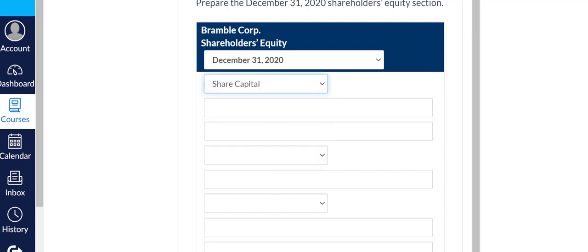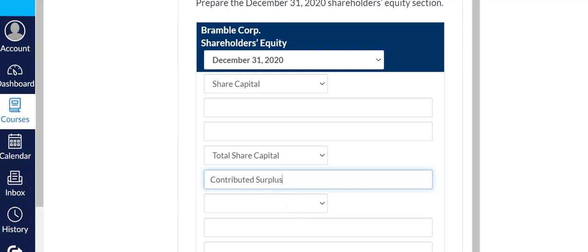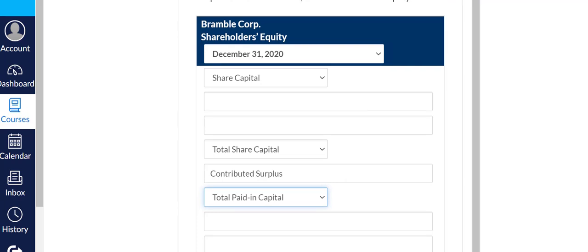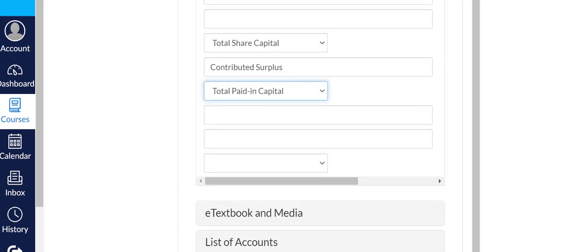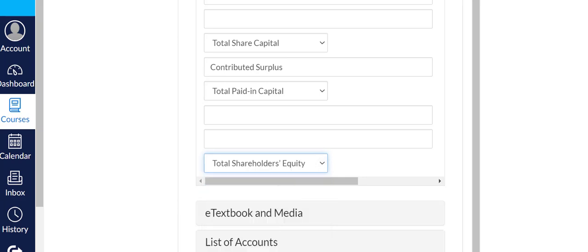So the title is share capital. You're going to have preferred shares and common shares to get a total share capital. This is going to be your contributed surplus, and that's going to get you a total paid-in capital. So this is a good concept to understand, right? Share capital plus contributed surplus is money people have given to the company. And so therefore it's paid-in capital. And then we're going to have retained earnings and AOCI to get to total shareholders' equity.